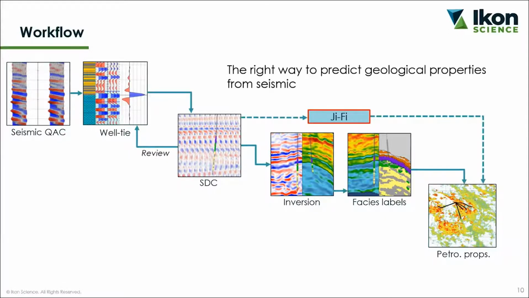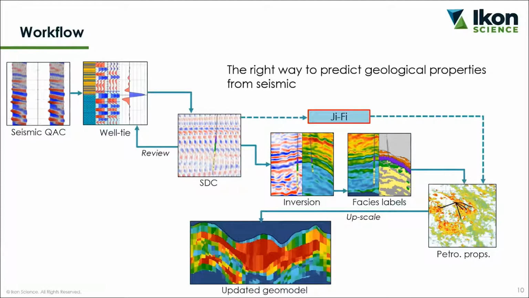Our GIFI technology, which you may or may not be familiar with, but I mentioned very briefly earlier, basically directly inverts from amplitudes to facies and impedances. So you can then take that information and go on to predict your petrophysical properties. So you kind of bypass that necessity to perform the inversion and then do the facies labeling. And again, we'll have another webinar on GIFI at a later date. But ultimately, we need to then upscale into the geocellular models.